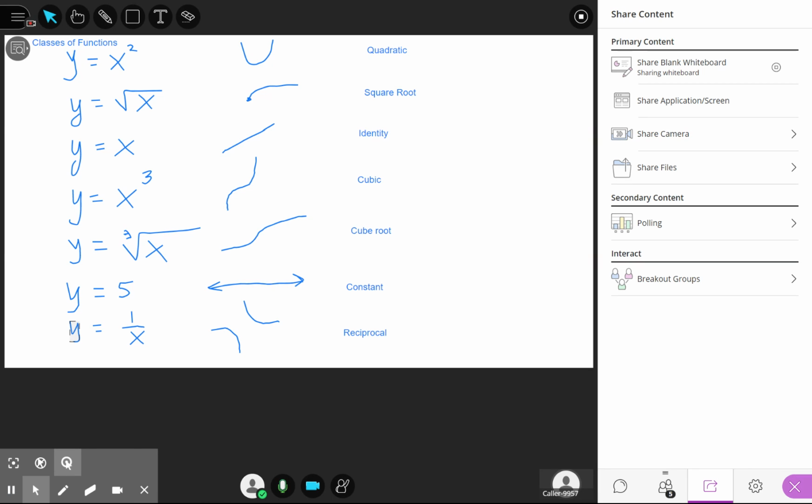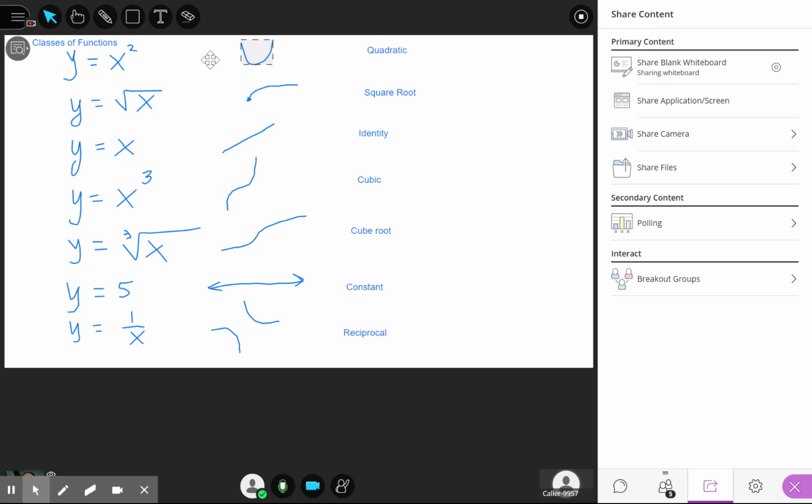So here are the classes of functions. I have on all of these the basic equation, a sketch, and the name of it. So maybe cover up the name on your screen and see if you can name all of them. So y equals x squared is our basic quadratic.